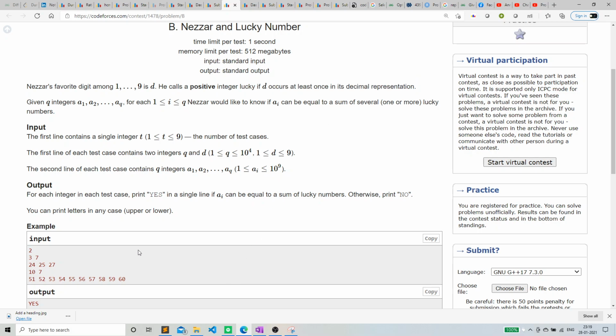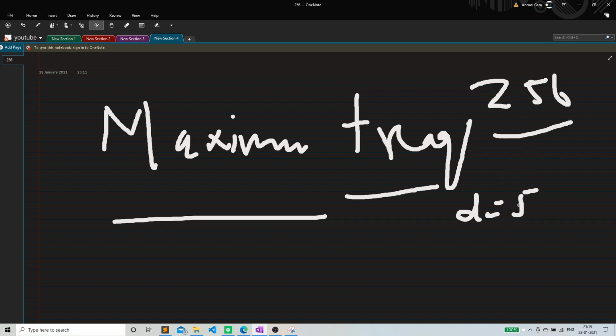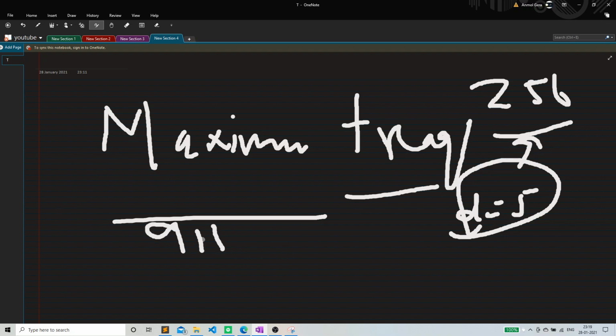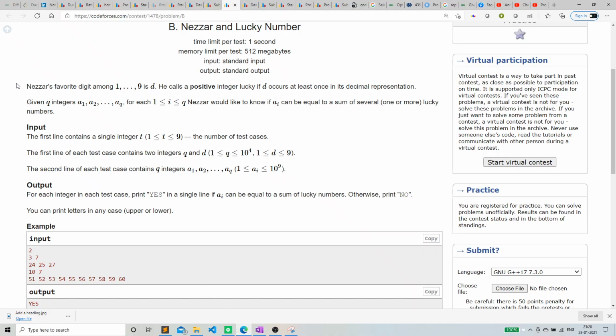We can call 256 lucky if d is equal to 5, because 5 occurs in this number. Similarly, we can call 913 lucky if d is equal to 9, and 9 occurs in this number. So what we have to do is tell if I can break n into some lucky numbers, say k lucky numbers. k can be 1, k can be anything. I just have to tell if I can distribute n into k lucky numbers.